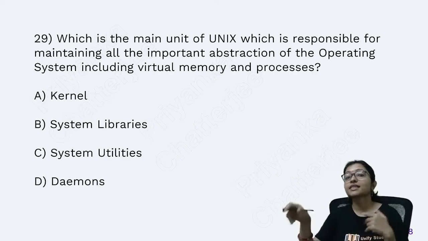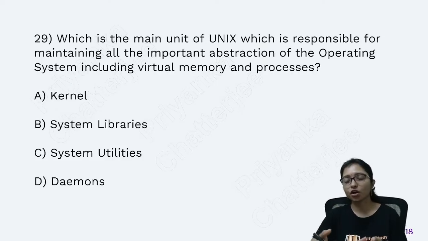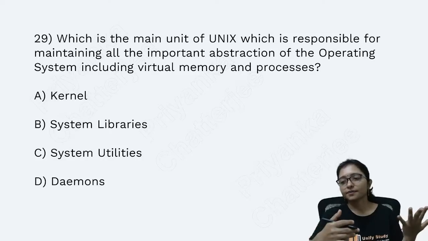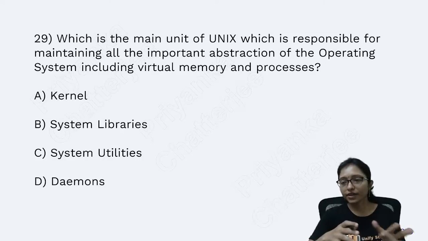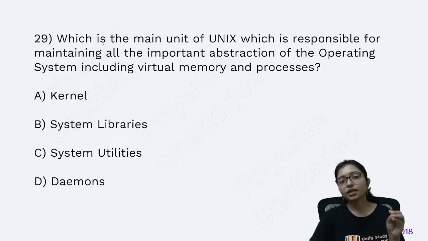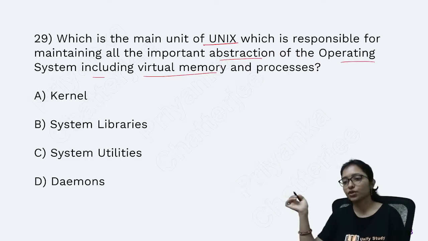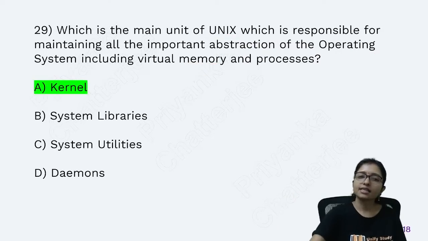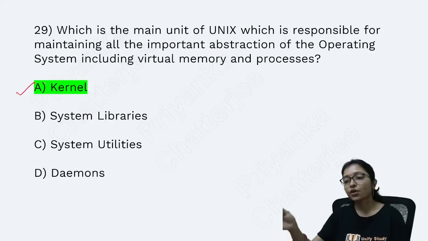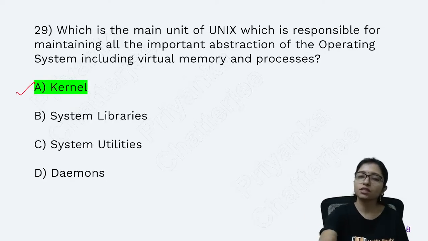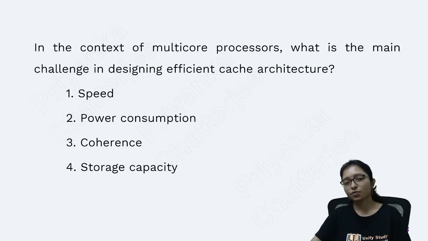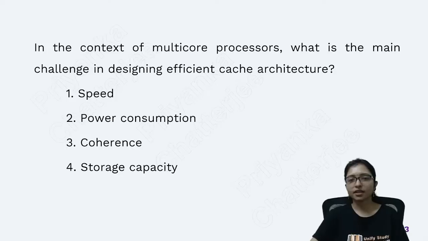Okay, now tell me, it is also related to the virtual memory concept, where it is working. It is also a very important concept: which is the main unit in Unix which is responsible for maintaining all important abstractions of the operating system including virtual memory? Where is it going on? Yes, that is going on in the kernel. So now all your related virtual memory concepts are clear, right? Now can you tell me what is this?